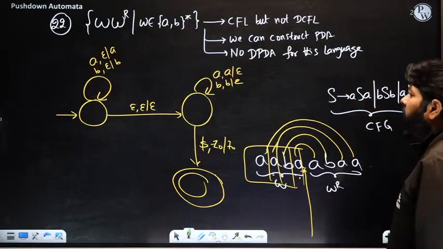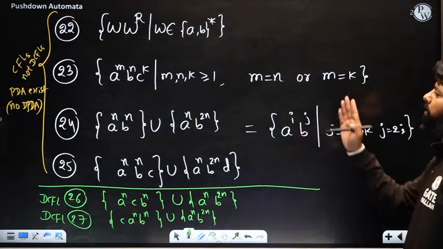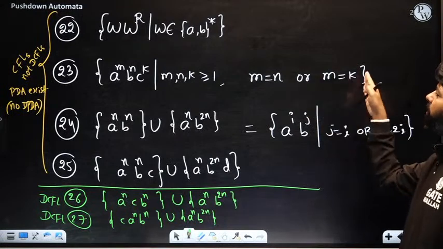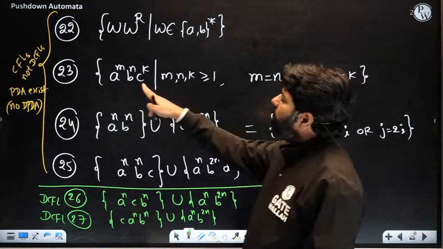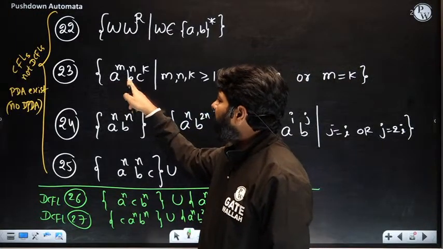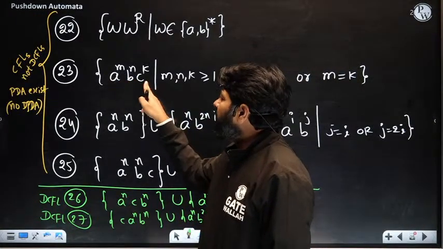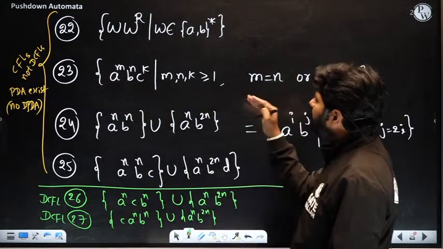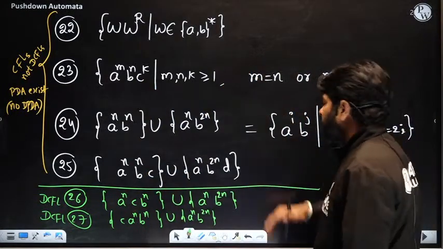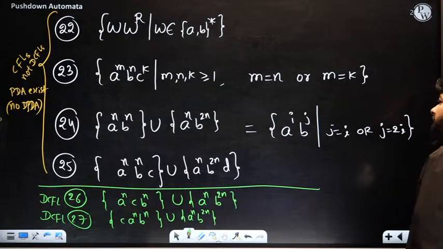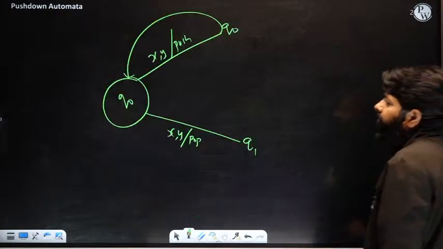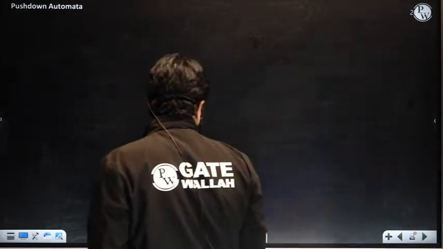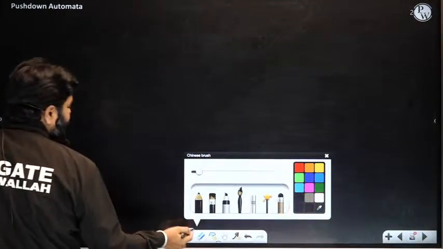Okay, now 23. Number of A's equal to number of B's, or number of A's equal to number of C's. I only compared A's with B's, but tomorrow I'll compare B's with C's, B's with A's, C's with B's, C's with A's. So you can take any fixed symbol with the other two symbols. Tomorrow we'll see variations. Can you try 23?